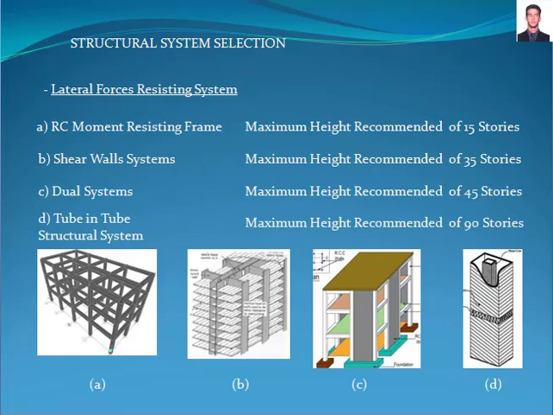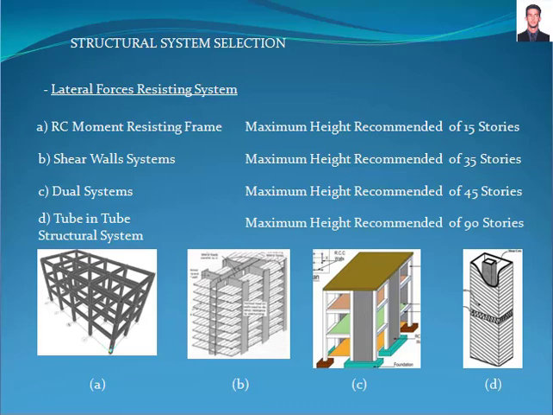The lateral force resistance systems. When the project was planned, the height of the building was settled. With this information, we can select the proper system to use to resist the lateral force due to the wind and the seismic loads. We can organize them in these 4 basic types of systems, depending on the height of the building to be designed: reinforced concrete moment-resistant frames, shear wall systems, dual systems, and the tube-in-tube structural systems.